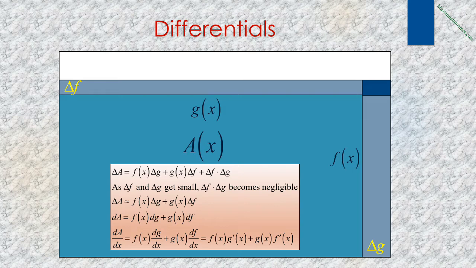So writing this in differential form, we get dA is equal to f of x dg plus g of x df. Dividing both sides by dx, we get dA/dx equals f of x dg/dx plus g of x df/dx, which is, of course, our product rule. dA/dx is equal to f of x times g prime of x plus g of x times f prime of x.